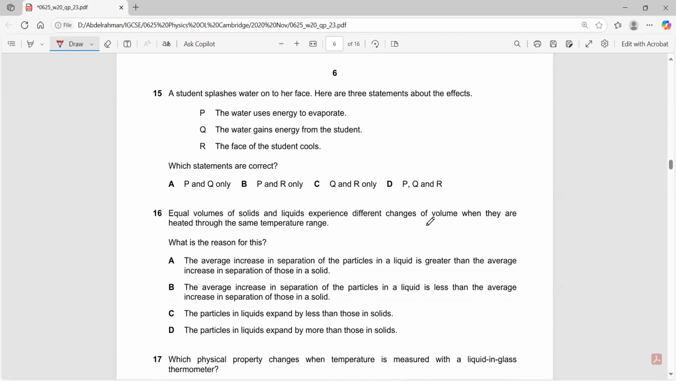The water uses energy to evaporate. Yes, it does. Water gains energy from the student. Again, yes, it does. The face of the student cools due to the evaporation. So P, Q, and R.